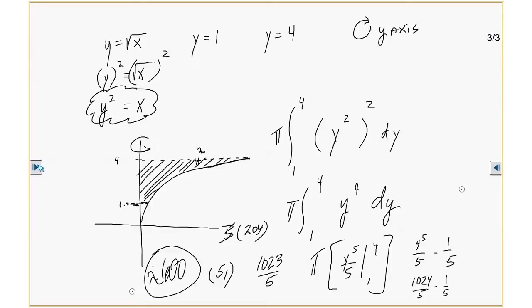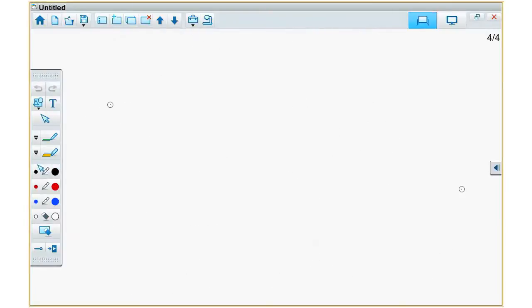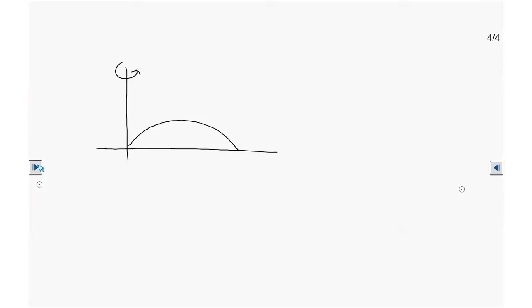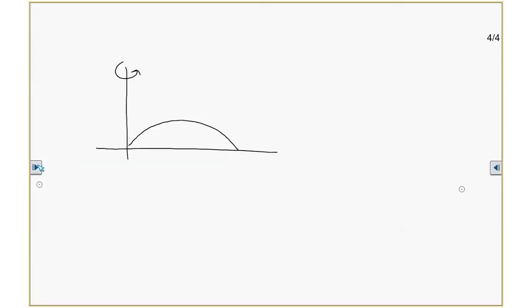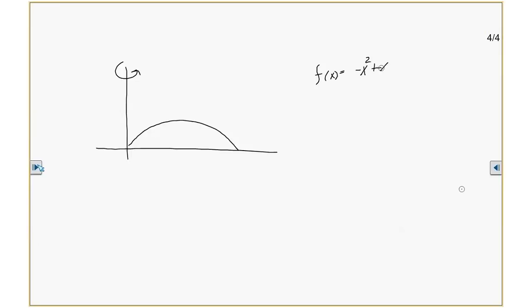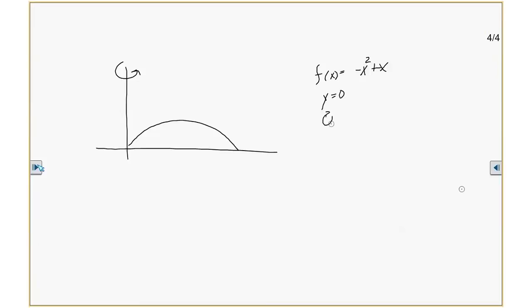All right, good. Everybody good on this one? Now, what if I change it a little bit and make it look like this? I decide to give you f of x is equal to negative x squared plus x, y is equal to 0, and about the y-axis.